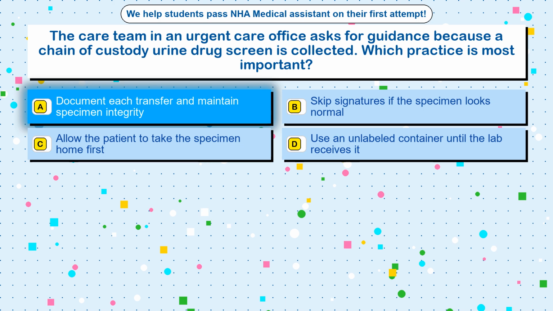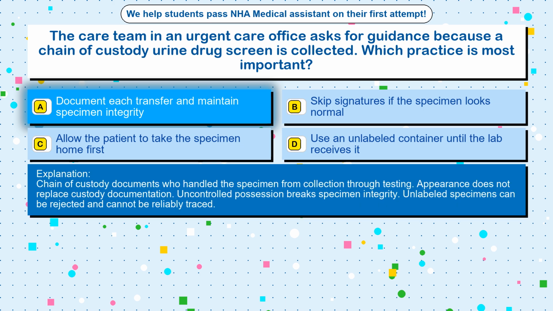Document each transfer and maintain specimen integrity. Chain of custody documents who handled the specimen from collection through testing. Appearance does not replace custody documentation. Uncontrolled possession breaks specimen integrity. Unlabeled specimens can be rejected and cannot be reliably traced.